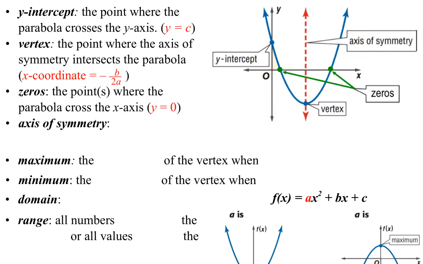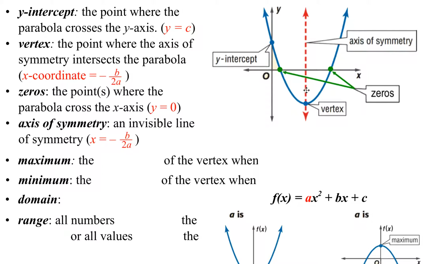The axis of symmetry, you already know how to find the x-coordinate of the axis of symmetry because that's the x-coordinate of the vertex. Okay, and that's that same formula, x equals negative b over 2a. But the axis of symmetry, remember, that's a vertical line, and all vertical lines, you already know, have the form x equal to a number.